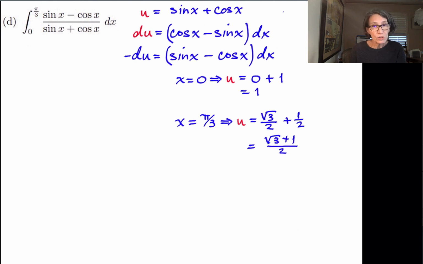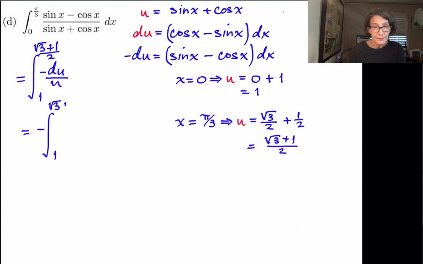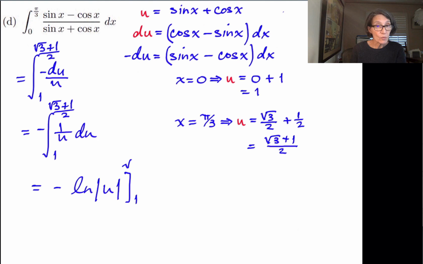So making the substitution, we get the definite integral from 1 to (root 3 plus 1) over 2 of negative du over u. So pulling out the minus sign, I can call that the definite integral from 1 to (root 3 plus 1) over 2 of 1 over u du. And we know the antiderivative of 1 over u is the natural log of the absolute value of u. So we get negative natural log of the absolute value of u, and we have to evaluate that from 1 to (square root of 3 plus 1) over 2.